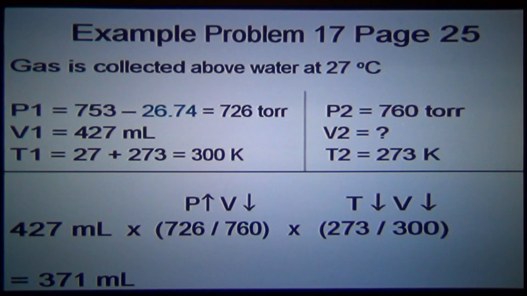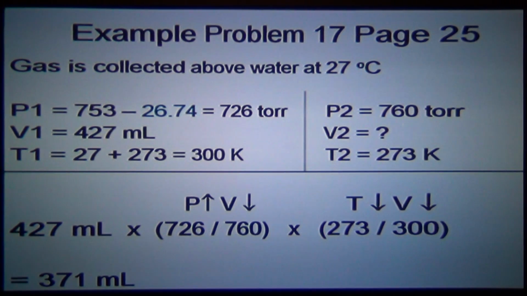We also have to account for the temperature change. Here, the temperature from T1 to T2 is going down from 300 Kelvin down to 273 Kelvin. And according to Charles's law, if the temperature goes down, then that volume is going to have to go down, as shown by the arrows. Charles's law says there's a direct relationship between those two variables. Temperature goes down, volume's got to go down. So I've got to make that 427 volume go down because of the temperature change. So I'm going to set up a temperature fraction that allows that volume to go down, and that is 273 over 300.